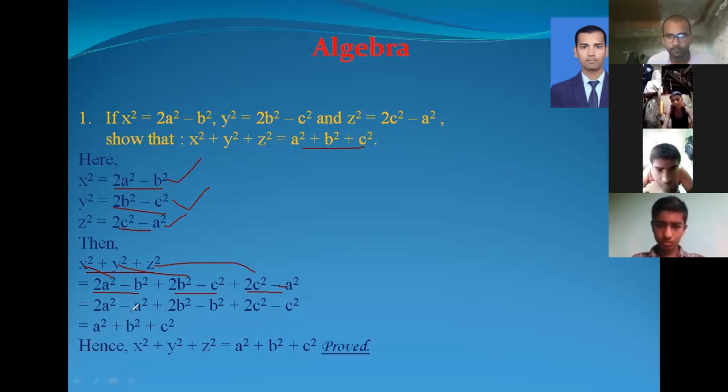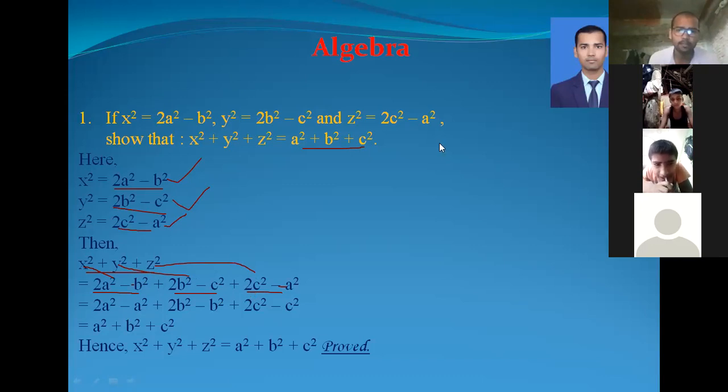Similarly, 2b square is similar to b square, and in front of b square there is a minus, so 2b square minus b square. Similarly, 2c square is similar to c square. So you can see on the screen that we arrange 2c square with c square.